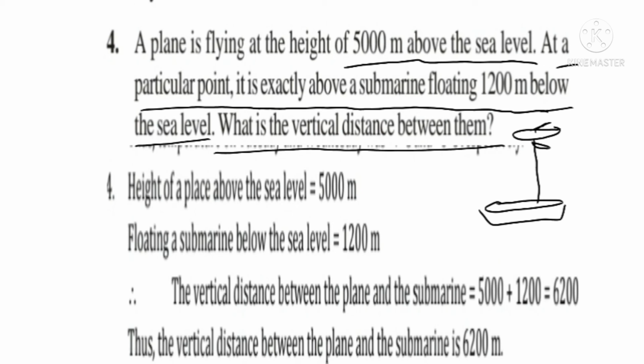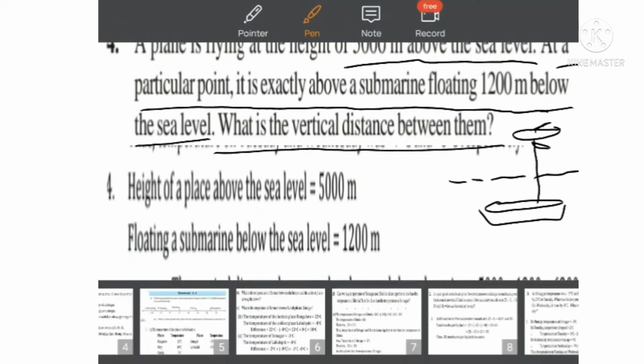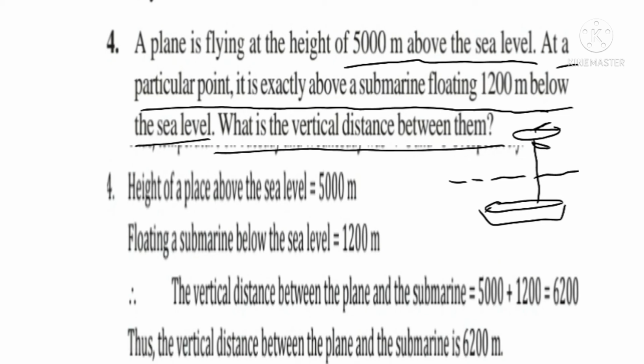Okay, the height of the aeroplane is 5,000 meters. The submarine is floating below sea level, because it's a submarine, so it's inside the sea. So the plane is 5,000 meters above the sea level, and the submarine is 1200 meters below the sea level. Now what will be the total distance between the aeroplane and the submarine? We will add both these quantities, so it would be 6,200 meters.